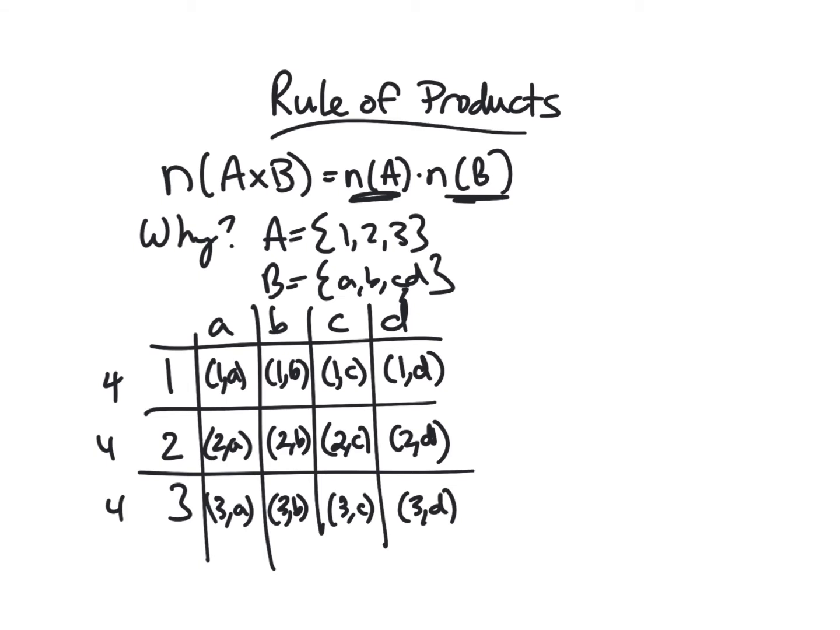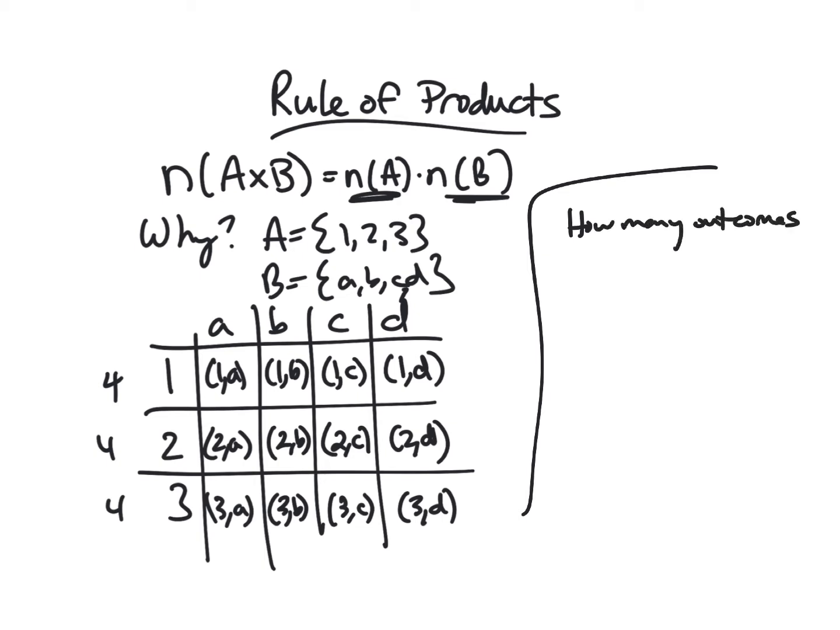Let's think of a simple example here. How many possible outcomes are there if we roll 2 dice? If we roll a single die, we have 6 options for that one. So here we have 6 rows and 6 columns, and this is going to be 6 times 6, or 36 total outcomes.